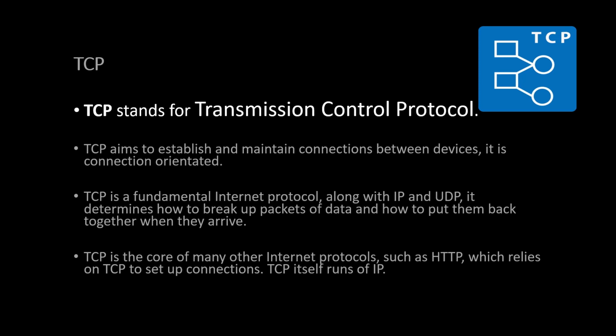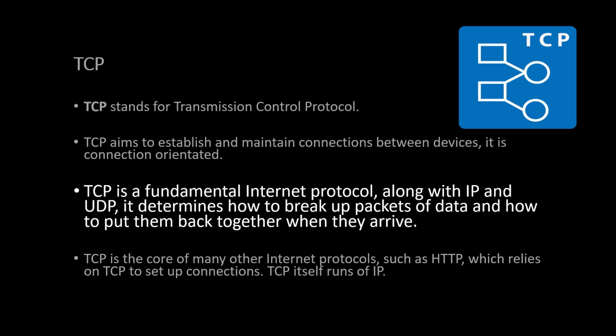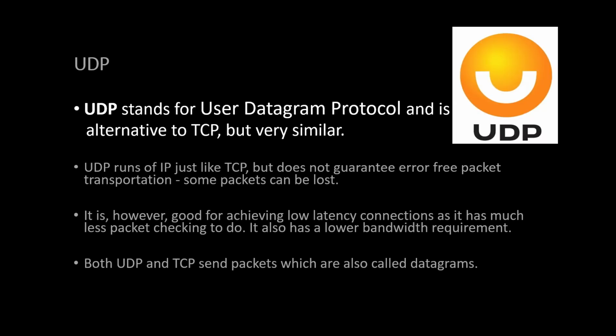Anyway, then we've got this thing called TCP, Transmission Control Protocol. And as it says there, it's the thing that establishes the links. So when two devices start talking, TCP is the thing that gets the two nodes talking to each other. And as it says there, it's all about connections. So it's a really fundamental protocol, and it determines how to break up the packets of data, how to put them back together when they arrive. And TCP is used by lots of other protocols. We say they run on top of TCP, so they really rely on TCP as an underlying part of it.